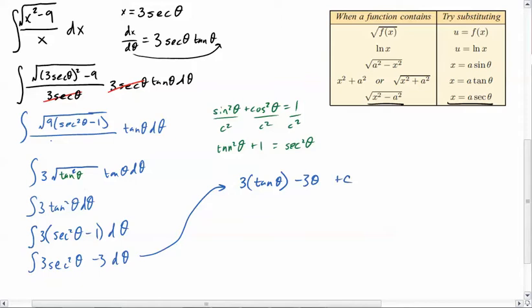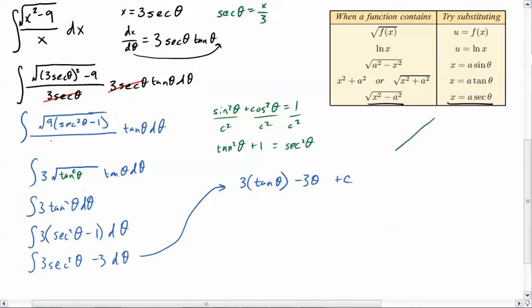Now at this point, it's not okay to still have the theta there. We've got to put it back in. So what is theta? Well, if we look over here, I got x equals 3 secant theta. So what we're going to do is try to simplify this a little bit. If x equals 3 secant of theta, that means that secant of theta equals x over 3.